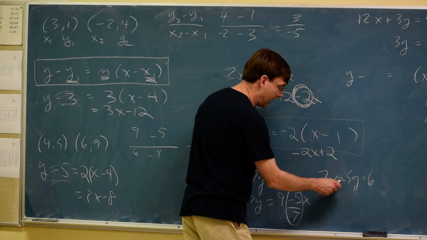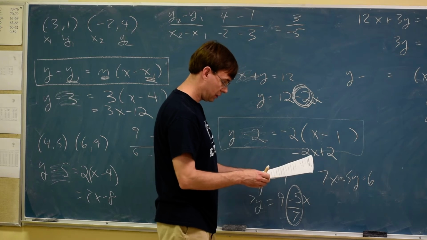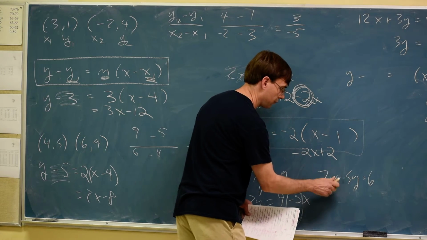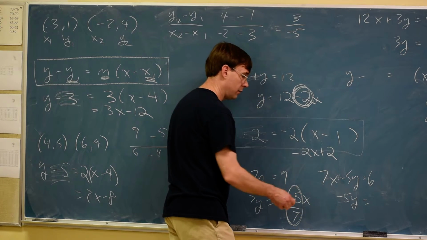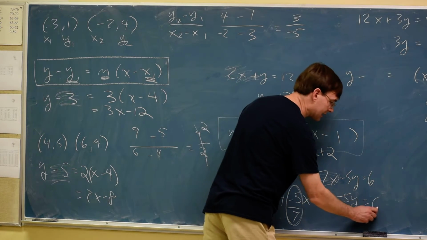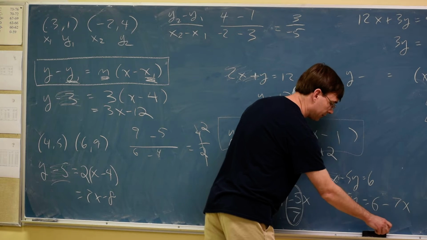For the other line, let me see what this has. I'd leave the y's there again to try to get them alone. Get rid of the 7x by subtracting it.